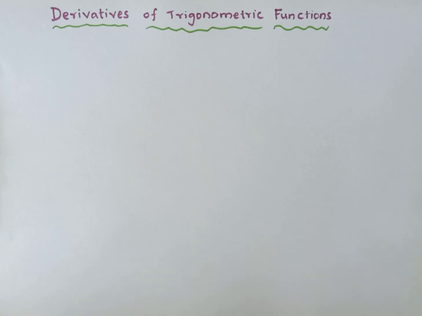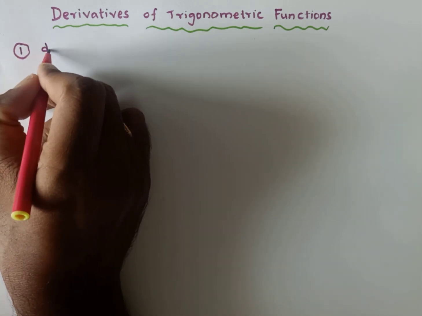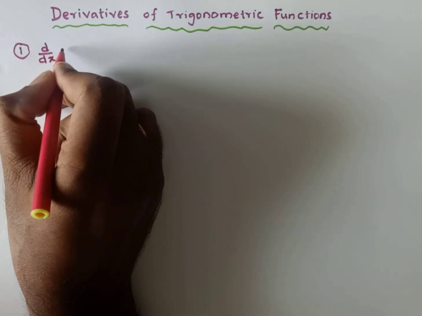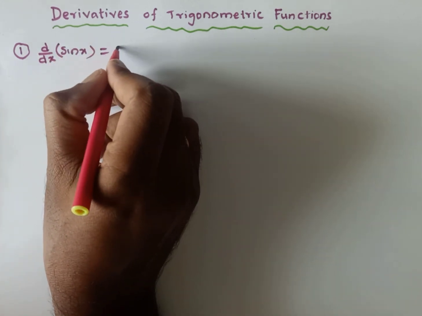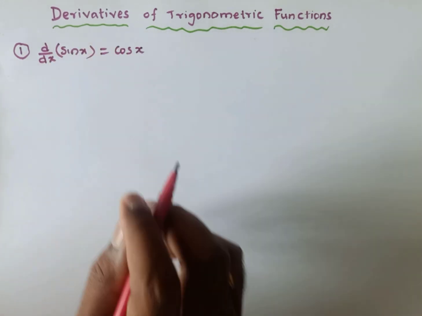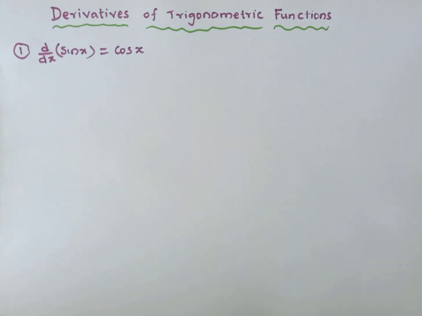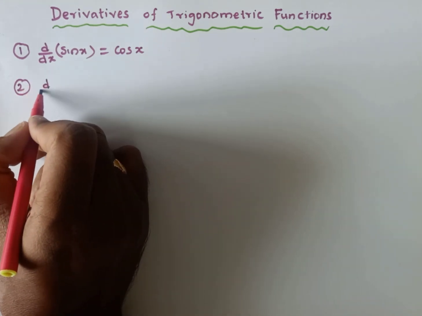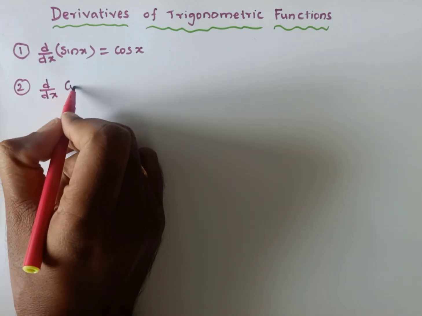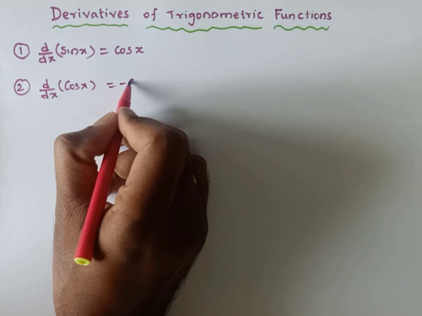Now, we have already seen the derivative of sin x, that is d by dx of sin x is equal to cos x. We have already seen the proof of this using the first principle of the derivative, right? Now the second one, d by dx of cos x. The derivative of cos x is minus sin x.